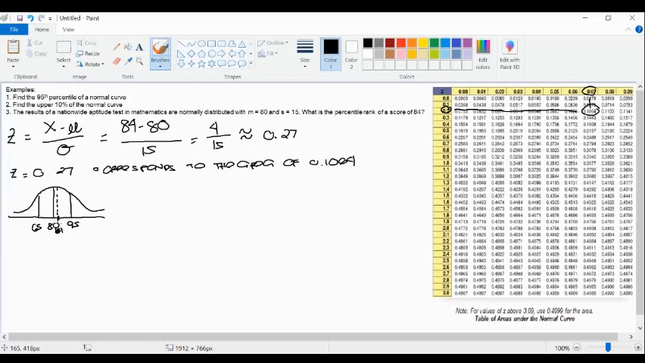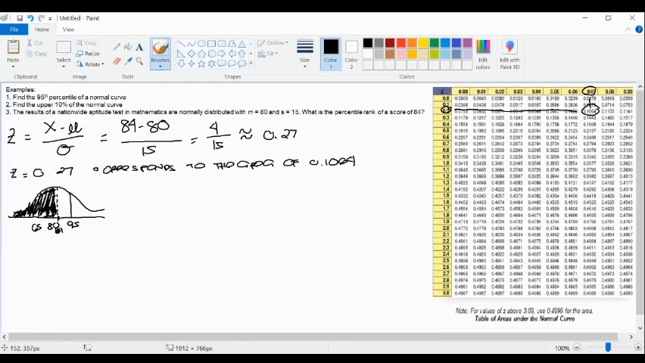The required region is below z equals 0.27. Okay? So, let's examine the shaded region. Therefore, this will be your shaded region.